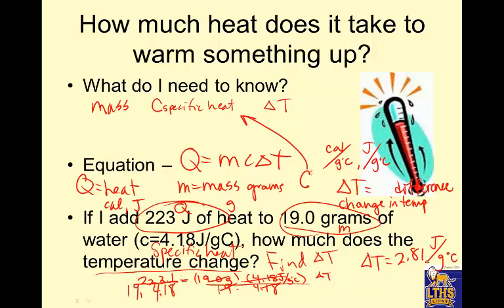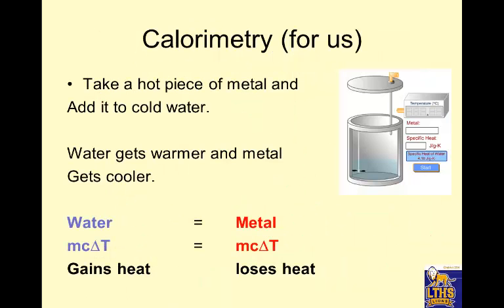Up here is joule. Down here is grams. And down here is joules per gram degree Celsius. So grams cancel grams, joules cancel joules, and we're left with Celsius. So 2.18 degrees Celsius.